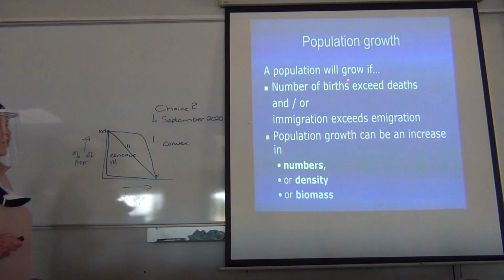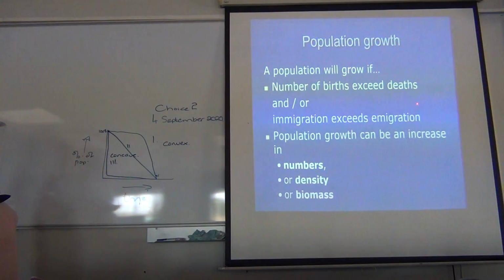All right. So population will grow if the number of births exceeds the number of deaths, and/or immigration exceeds emigration. Okay with that? And that was our formula that we did over here.